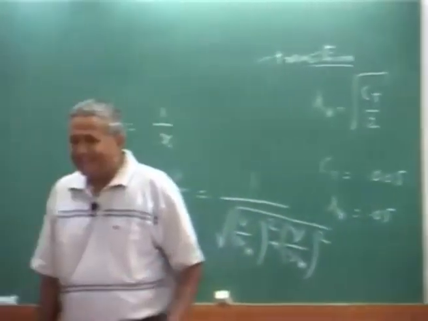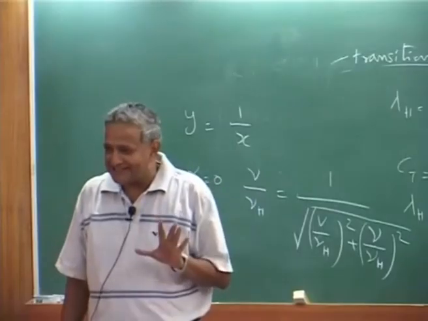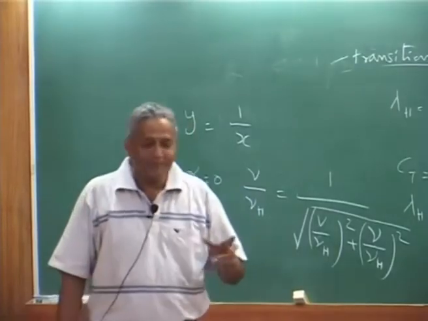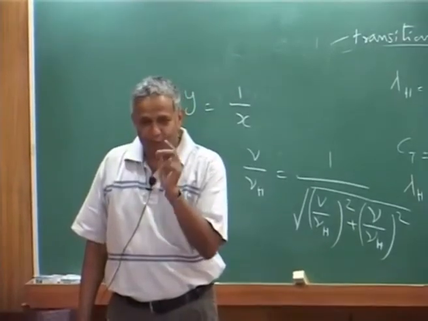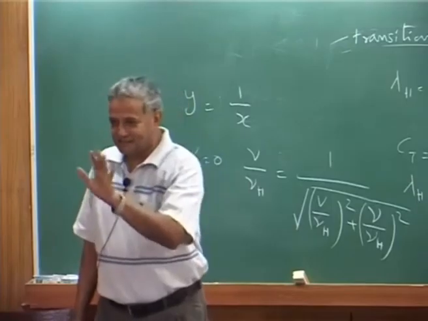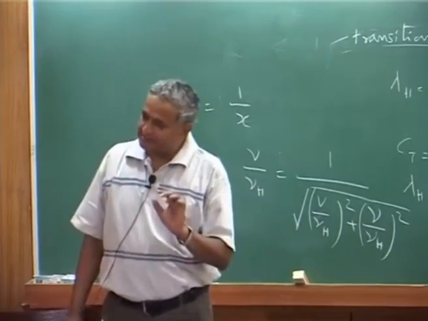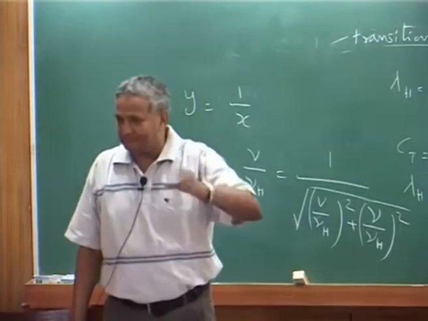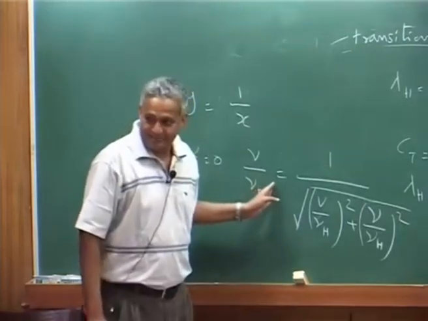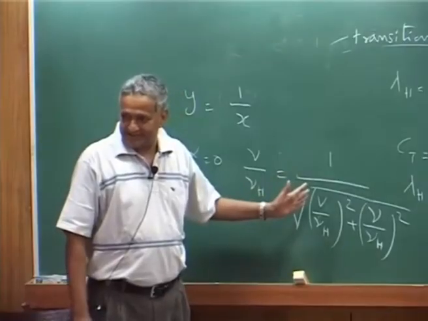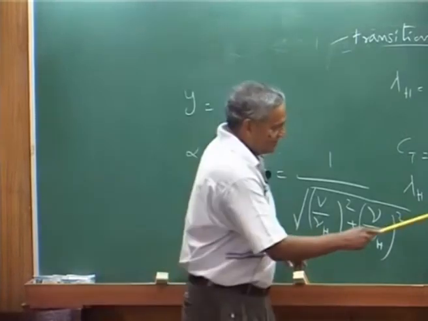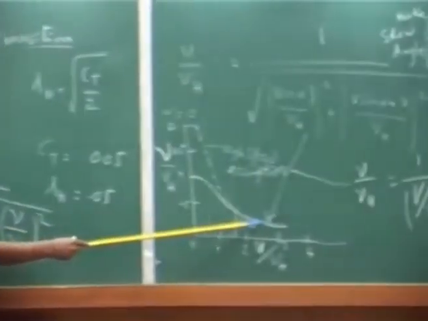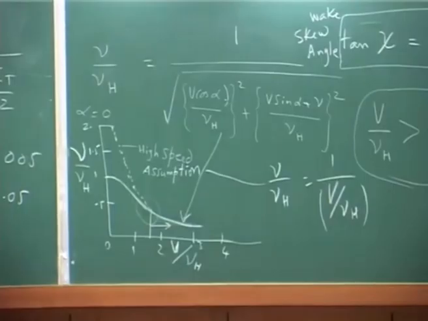But actually, is it still clear or not clear? I am plotting two curves. One curve with high speed assumption. Another curve, no assumption, straight away directly from here. This is the momentum theory. Now I plot this curve. When I make a high speed assumption, that is this curve.